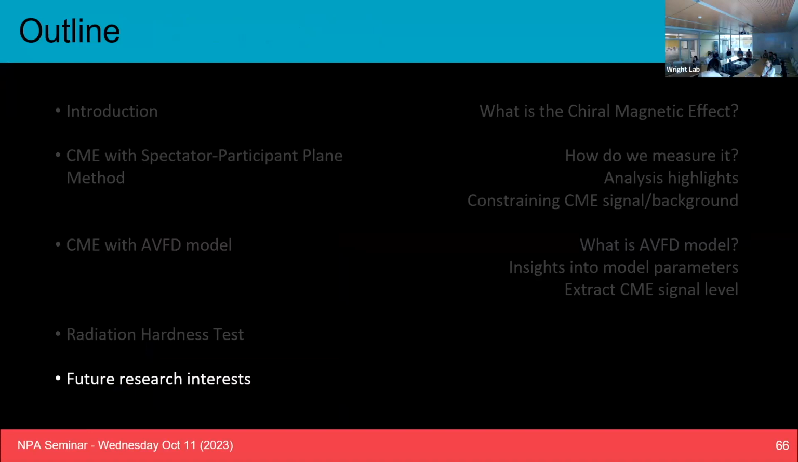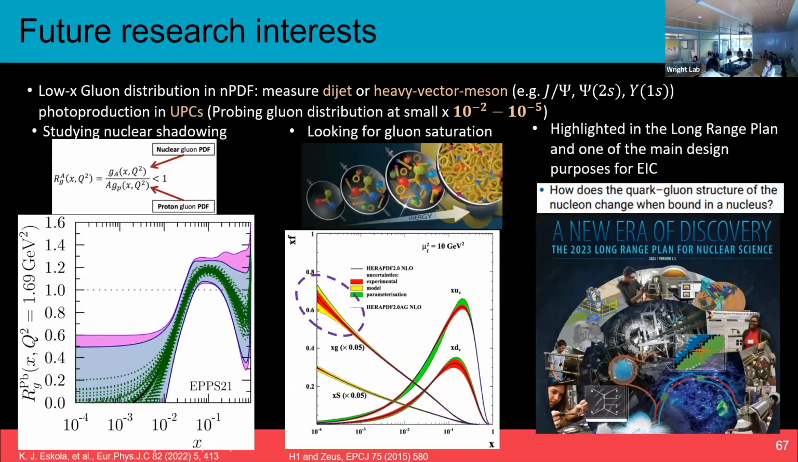Okay, so a bit more on future research interests. I hope I'm not too naive about some ideas, because currently I'm not an expert in jets. I was reading quite a bit in the last few months, and some measurements came across that I find interesting. The first is the measurement of the low x gluon distribution for PDFs. We do a dijet or heavy vector meson measurement, the photoproduction process in UPCs. This allows you to probe the gluon distribution at a very low x.